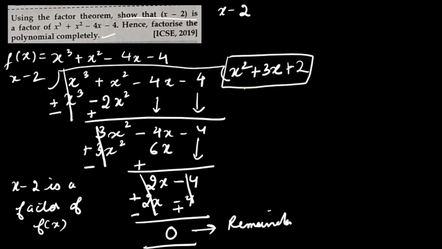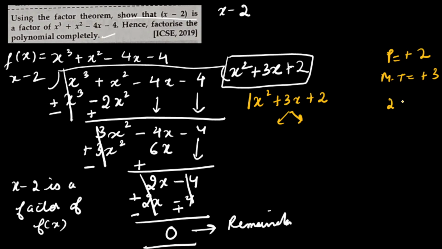So x square plus 3x plus 2. So here I'll be writing 1x square. So this is the quadratic polynomial. A quadratic polynomial will be factorized by splitting the middle term. First of all, we'll write what is the product of first and last. So the first and last product is positive 2 and the middle term is positive 3. We'll split the middle term into two numbers such that the sum of those numbers is equal to 3 and the product is equal to 2. So it's easy. 2 into 1 we know it's 2, and if we add 2 and 1 it is 3. So easily we can split this.